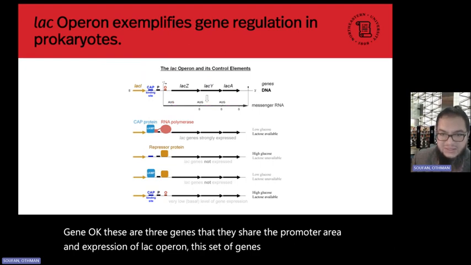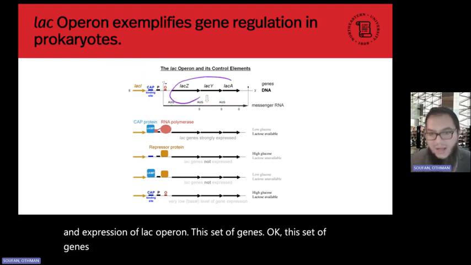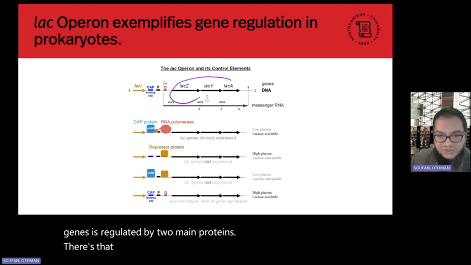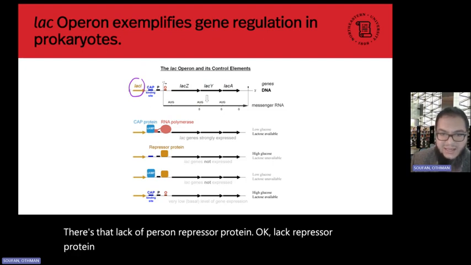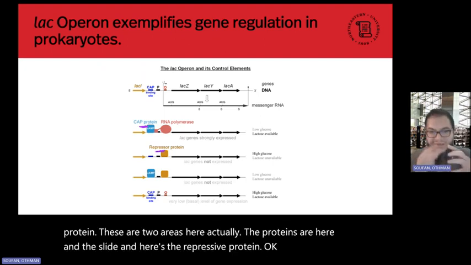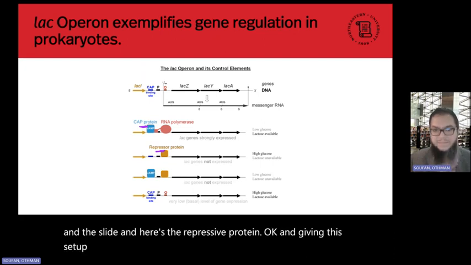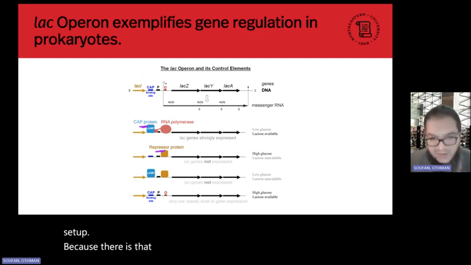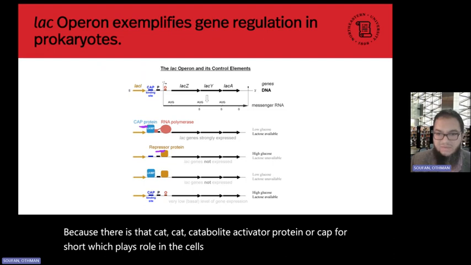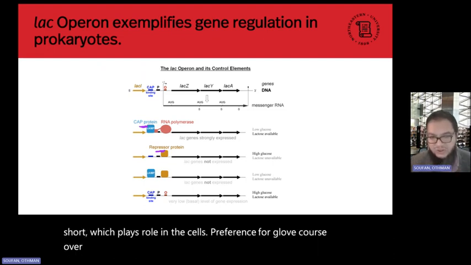These are 3 genes that share the promoter area, and the expression of the lac operon, this set of genes, is regulated by 2 main proteins: the lac repressor protein and the catabolite activator protein. Actually, the proteins are here in the slide, and here is the repressor protein. Given this setup, the catabolite activator protein, or CAP for short, plays a role in the cell's preference for glucose over lactose as an energy source.